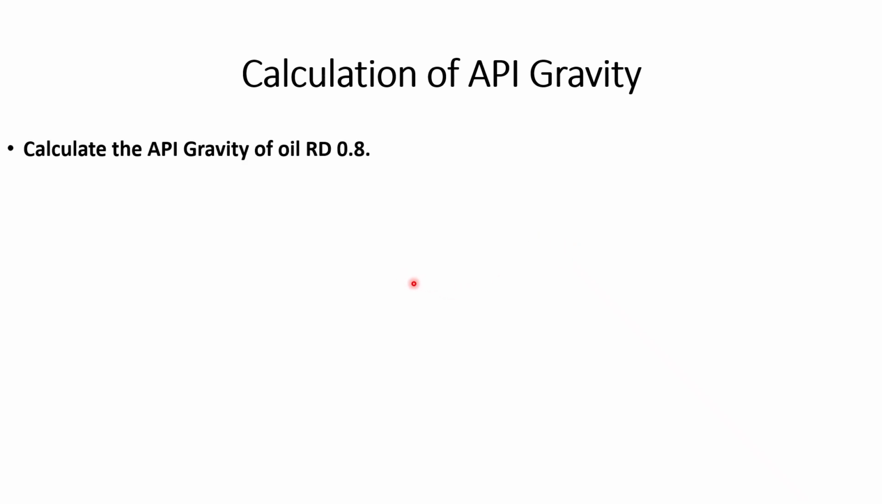So, calculation of API gravity: how to calculate the API gravity. Calculate the API gravity of an oil which has a relative density of 0.8. I want you to just do that one. How to do that? You just do it by 141 divided by relative density, minus 131.5. You do it by the previous formula I have given.